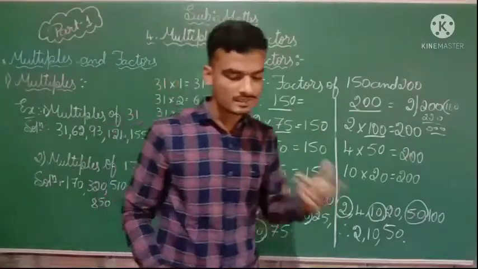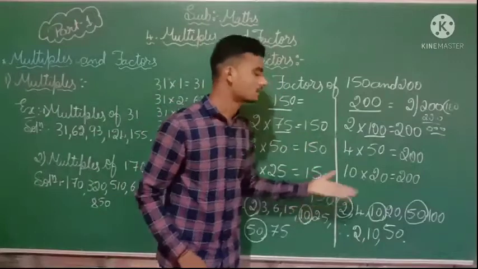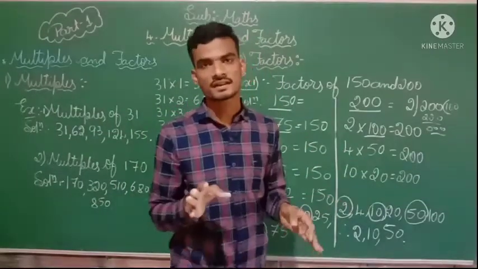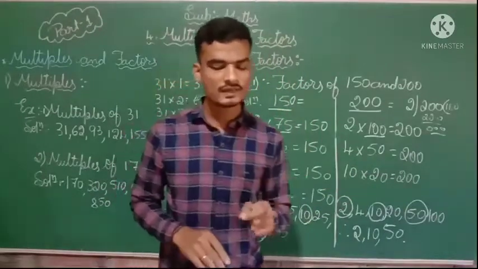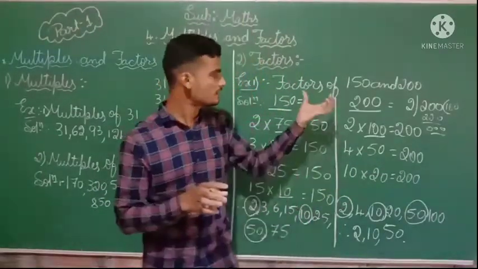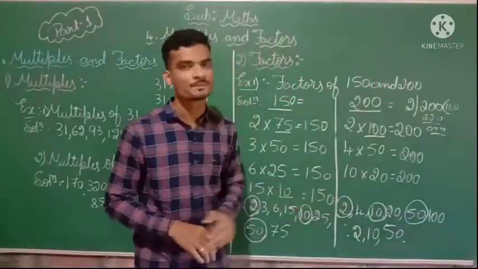In the next question also you follow this same step, then you will get the common factors. In that one you will not get a common factor, so you write down that there are no common factors for 27 and 52. For this also you are going to find common factors. So in this way you find the factors.